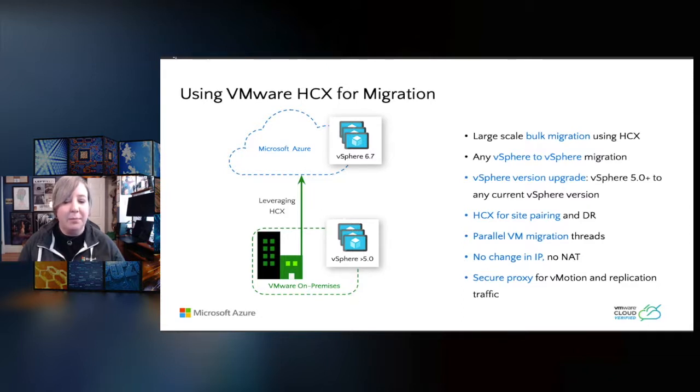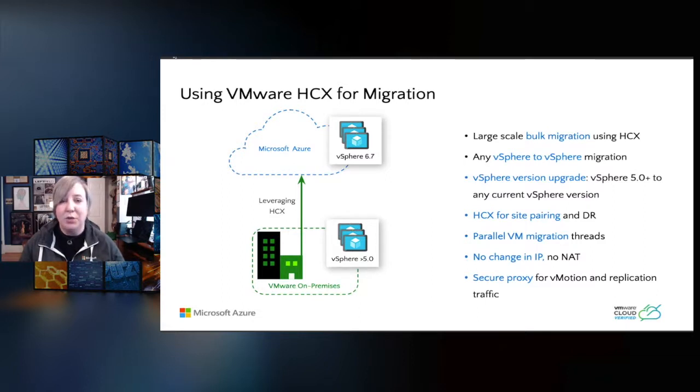HCX can be a part of a site pairing and disaster recovery, which means high availability will follow your app around regardless of any disasters, user errors, or equipment failure. HCX offers parallel VM migration threads as well, which helps speed up that process and helps it feel less like a single-threaded migration path in terms of everything landing in Azure. HCX does not require an IP address change, and there's no NAT involved either. So this really starts to become an awesome conversation with customers that may not need their IP addresses to change.